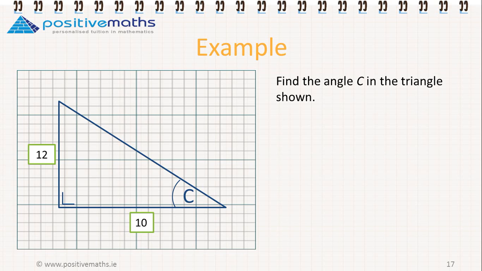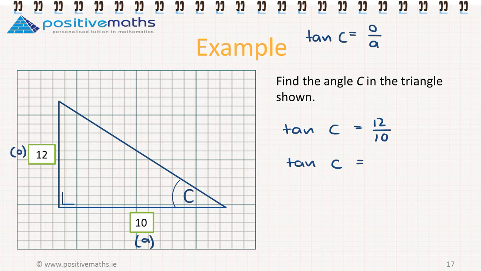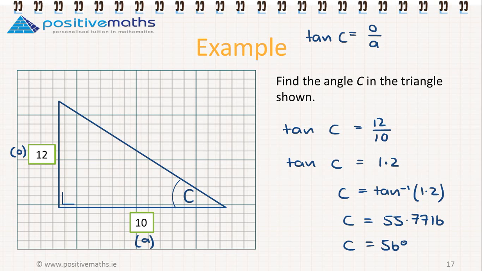Another example. Again, the first thing we do is label our sides in relation to the angle. 12 is the opposite side, 10 is the adjacent. So we know that we're going to be using tan because that deals with opposite and adjacent. So we write down the tan of C is equal to 12 over 10. So the tan of C is equal to 1.2. C is equal to tan inverse 1.2. So C is equal to 55.7716. So to our nearest degree, that's 56 degrees.